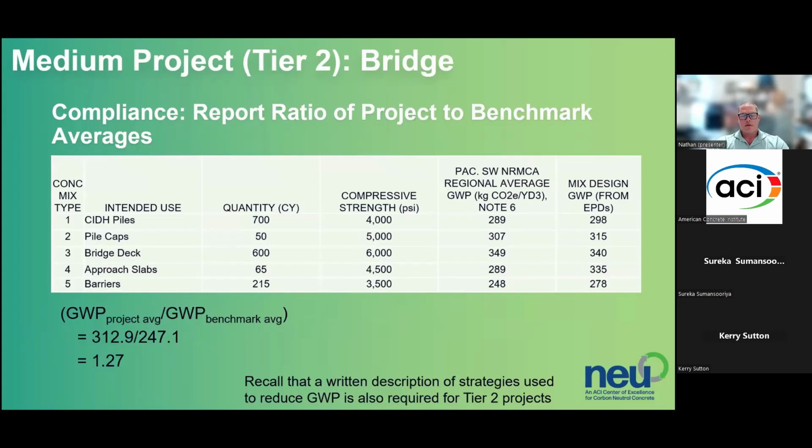Is that okay? Yes, because what was our required GWP? There wasn't one. But we do still have to have a written description of strategies used to reduce GWP on a Tier 2 project, just like we did on Tier 3.